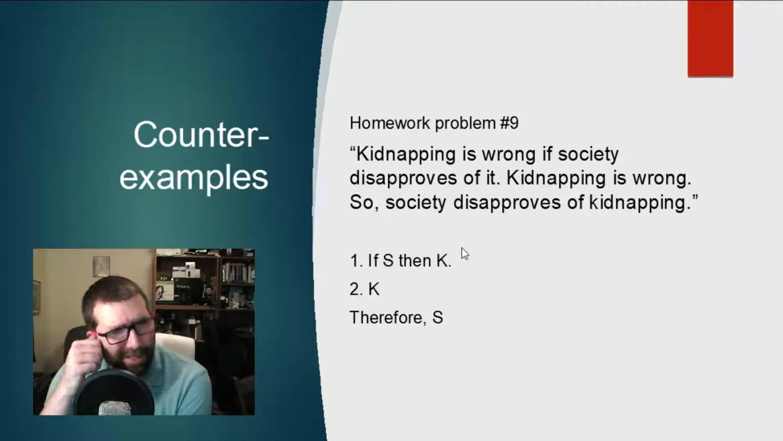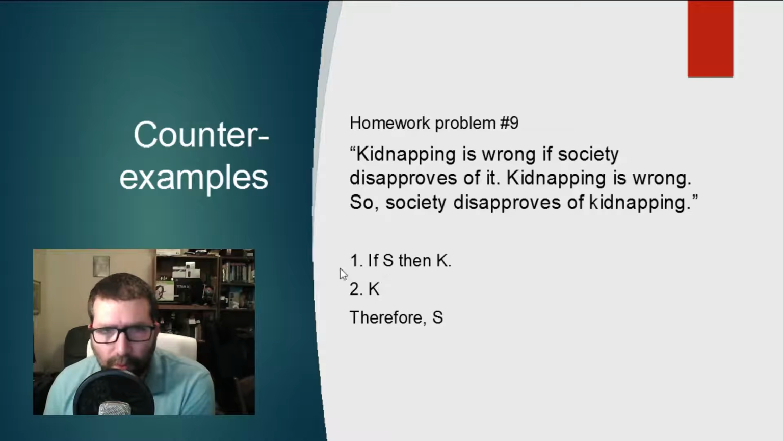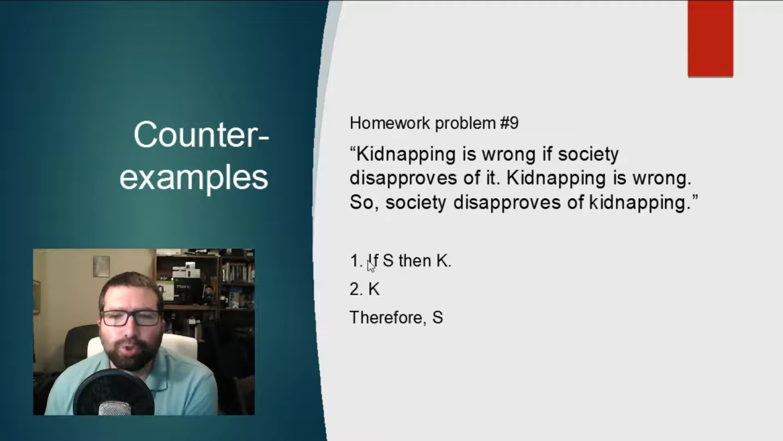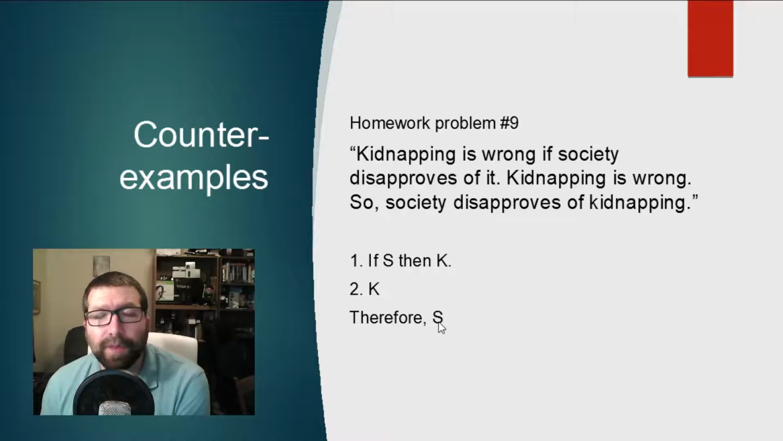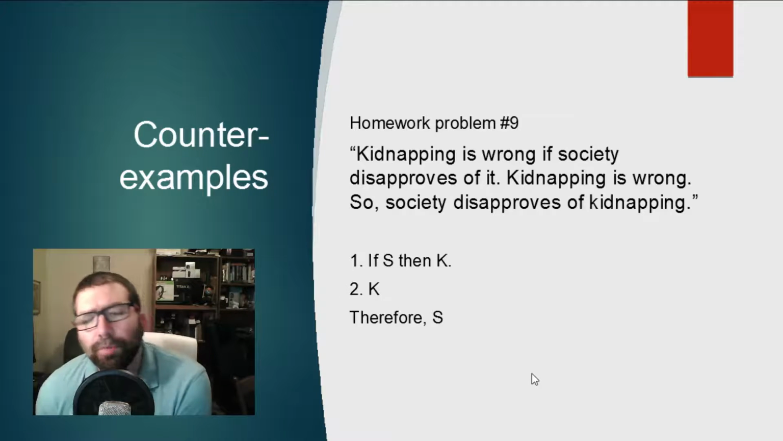Now the question here is, is this form valid? For it to be valid, remember, that would mean that there would be no situations for this form right here where you could have true premises and a false conclusion. It would be impossible if it was valid. If it's a valid form, that would never happen, no matter what the values of S and K are, no matter what statements those refer to. As long as you follow this form, and it's a valid form, then if the premises are true, the conclusion has to be true too.